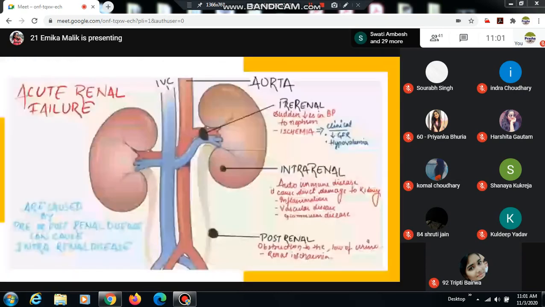Post-renal is an obstruction anywhere along the renal tract distal to the opening of the collecting duct. It consists of the ureter, urinary bladder, and urethra. ARF caused by pre- and post-renal diseases can cause intrarenal disease.